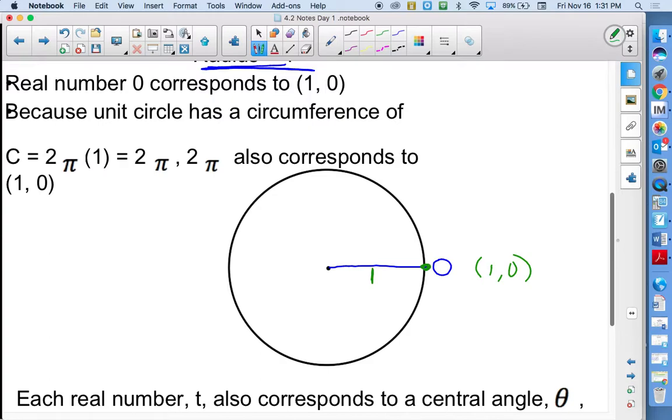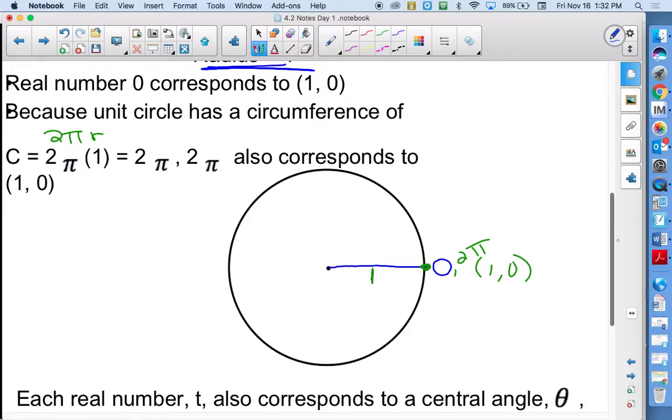So that's how you get that ordered pair to go along with it, because you're traveling over a distance of x to get to that point. And the unit circle has just a distance or radius of 1. It also says, since circumference is 2 pi r, if my radius is 1, that means our circumference is 2 pi, so 2 pi also has the same ordered pair, because 0 and 2 pi are at the same place.